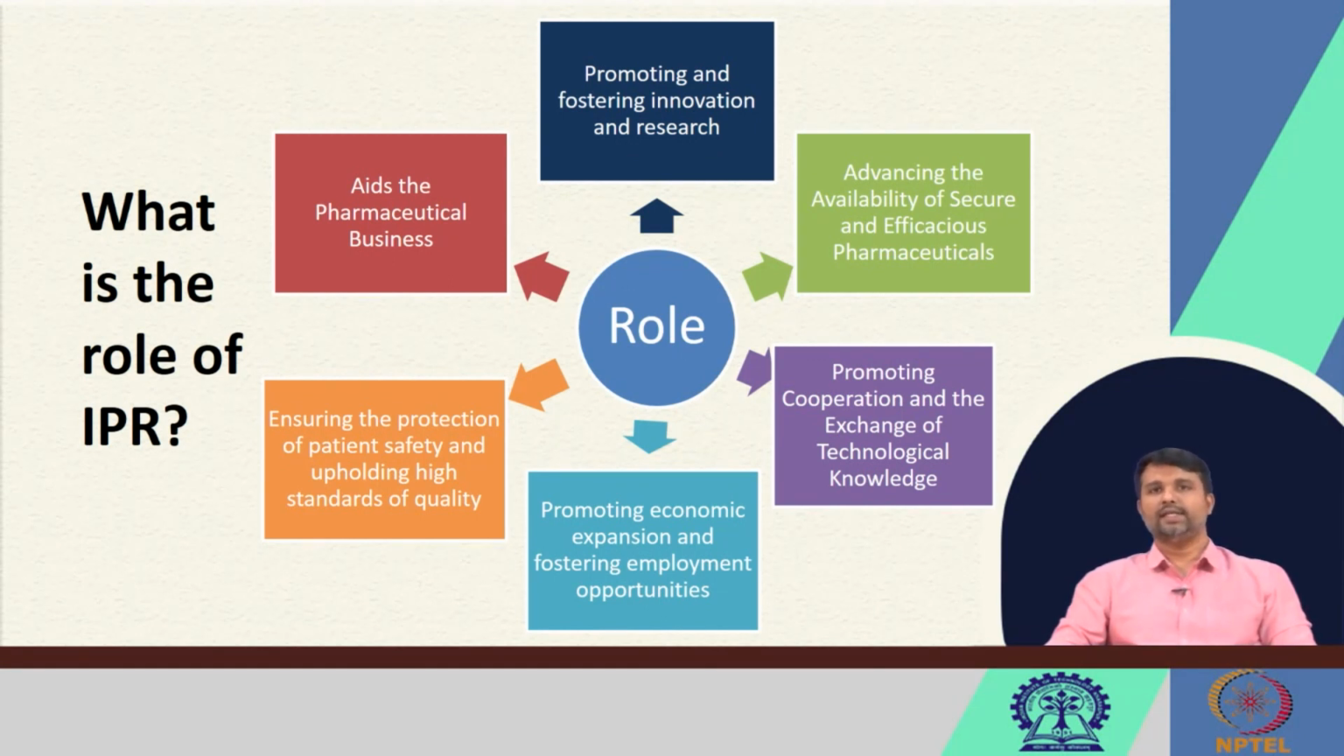Second is advancing the availability of secure and efficacious pharmaceuticals. So, one thing, we have to increase the availability of pharmaceutical products. It could be in the form of modern drugs, it could be in the form of various devices used in the treatment. Whatever it be, we have to increase the availability of pharmaceutical innovations for the general public. Second is, we also have to ensure the standards. So, in both these things, intellectual property rights has a significant role.